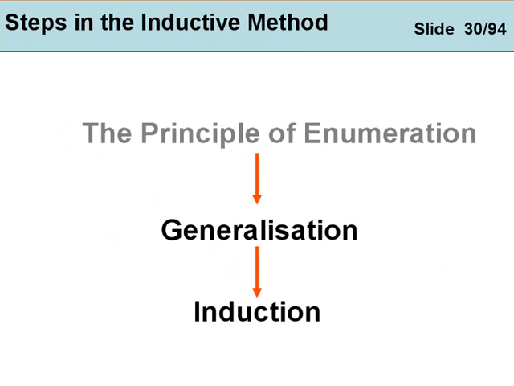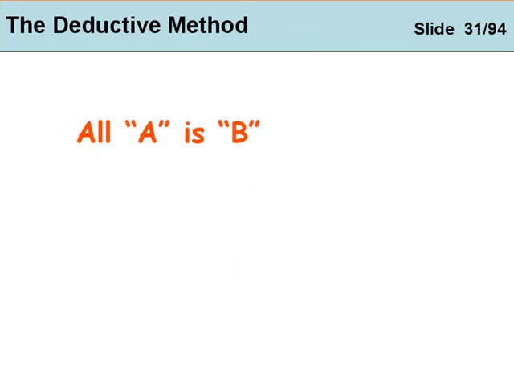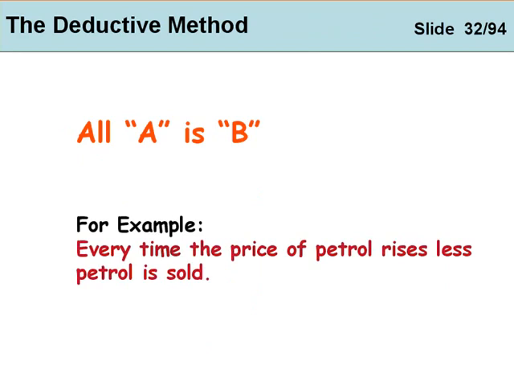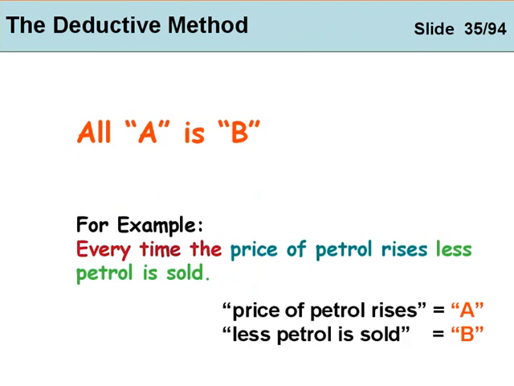Let's do this with symbols. A little bit more abstract, but let's just establish the principle here. We say that all A is B. All swans are white. Every time the price of petrol rises, less petrol is sold. All A is B. So, the example, every time the price of petrol rises, less petrol is sold. Let's stick with that example. Now, here we've got two parts to the statement. We've got the price of petrol, and we have less petrol is sold. In fact, we've got three parts to the statement. We've got every time, that's like all, the price of petrol rises, that could be A, and less petrol is sold is B. So we have our statement equivalent to our A's, and so on.